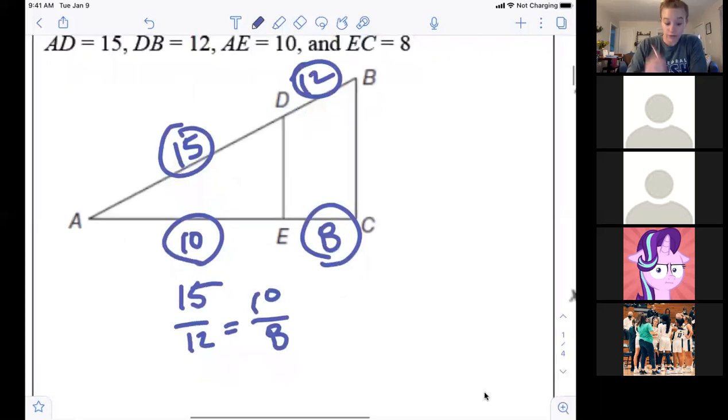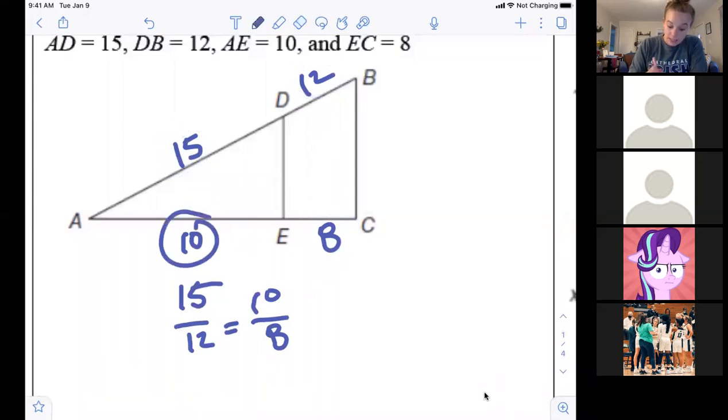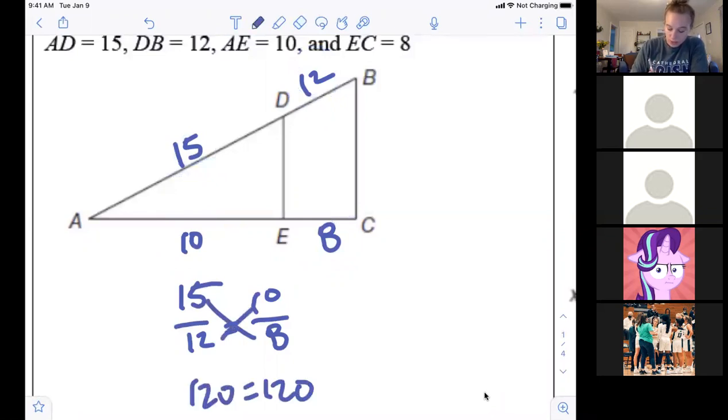You could have written it differently. You could have done 15 over 10 and 12 over 8. That is fine. You could have done, I don't know, 10 over 8 equals 15 over 12. There's a lot of different ways to write it. Either way you do it, though, you should end up multiplying and getting 15 times 8, which is 120, and 12 times 10, which is also 120.